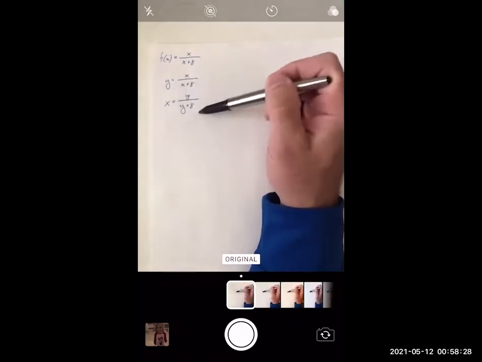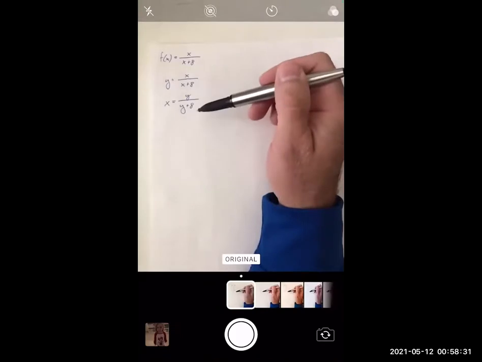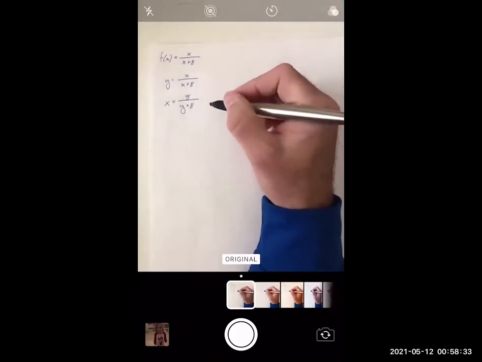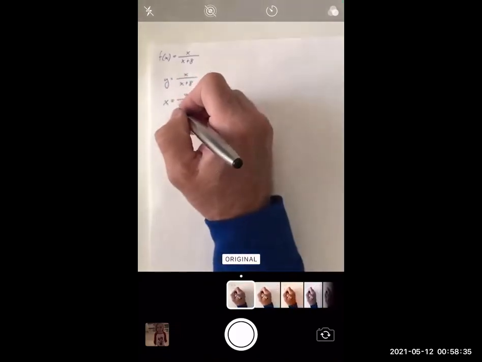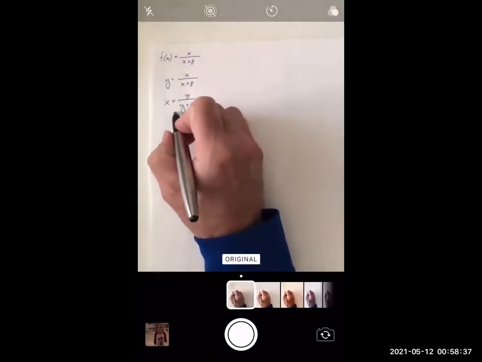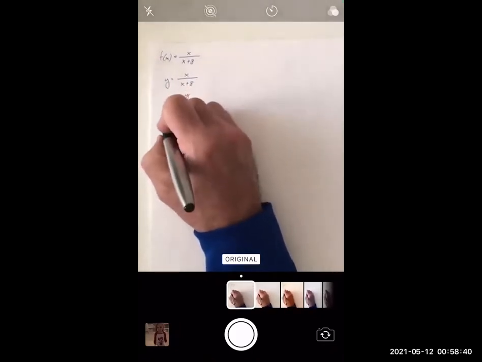So for this one, how could we continue? I would cross multiply. I don't know how to go. Yeah, just take that denominator, multiply it over to the x.